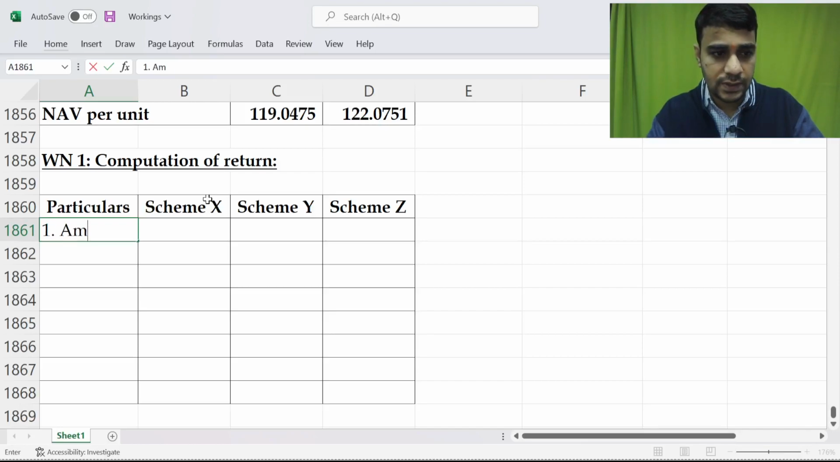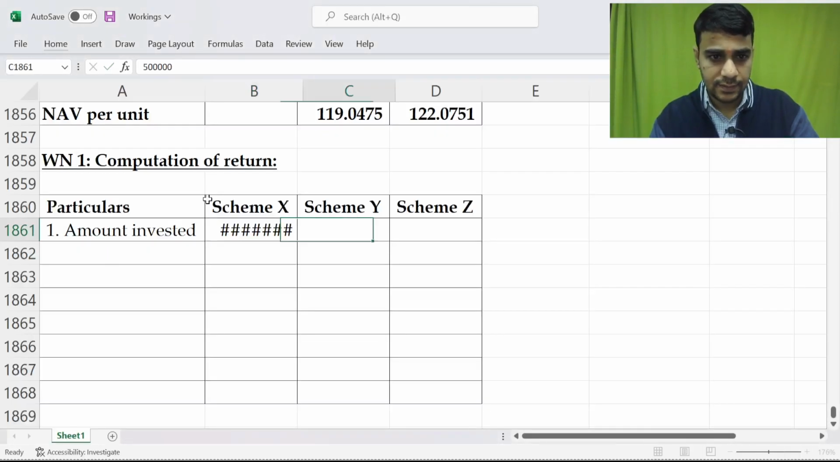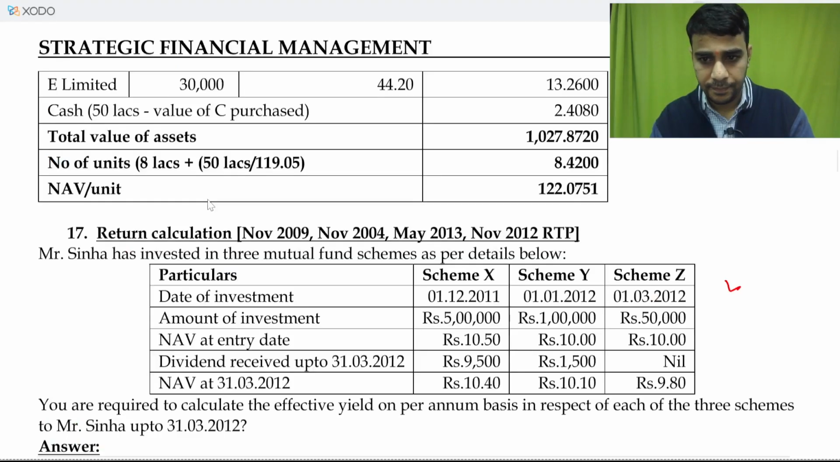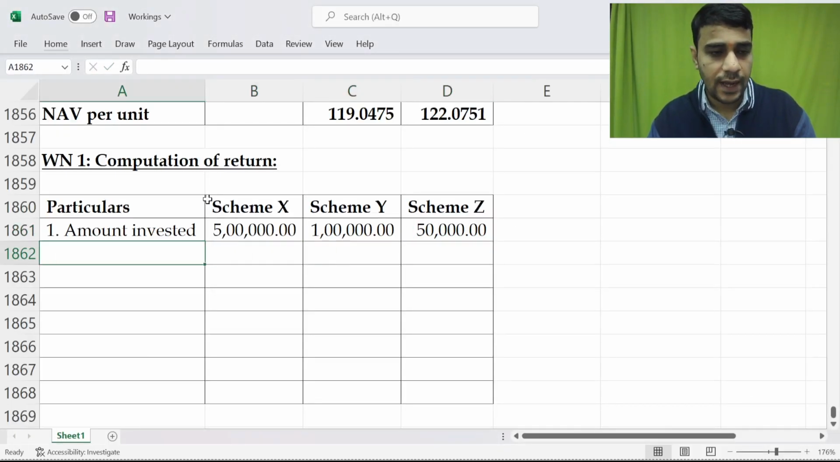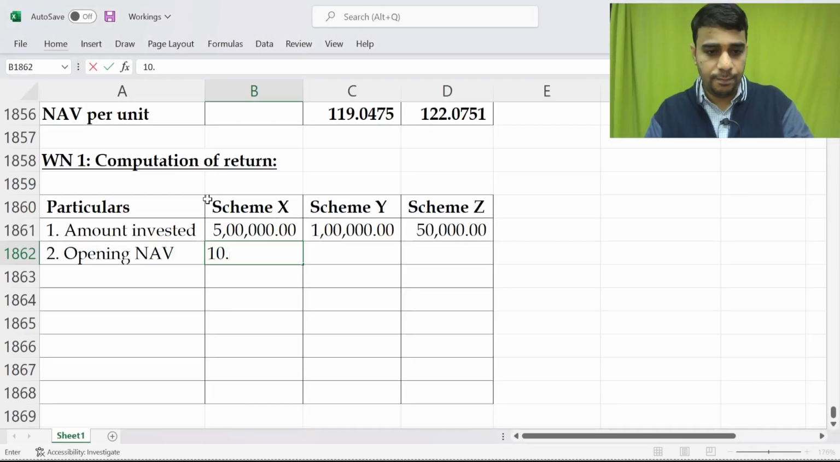Point number one: amount invested. How much did we invest in scheme X, Y, and Z? 5 lakhs, 1 lakh, and 50,000. Amount invested: 5, 1, and 50. Opening NAV: 10.5, 10, and 10.